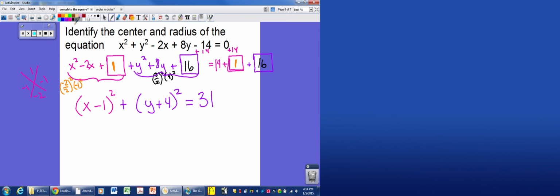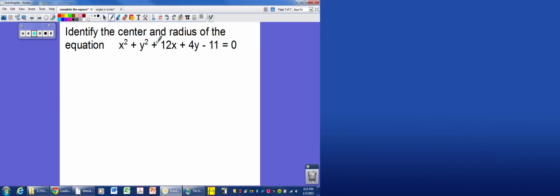So I can now analyze this. My center is at the point 1, minus 4. And my radius is the square root of 31 units long. Okay, so from an equation, get your x stuff together, get your y stuff together, complete your square so that we have it in a useful form before you can find the center and the radius. Okay, one more time with this equation.